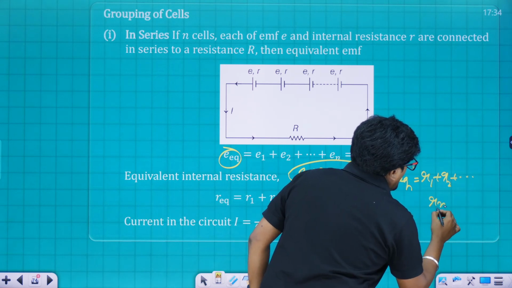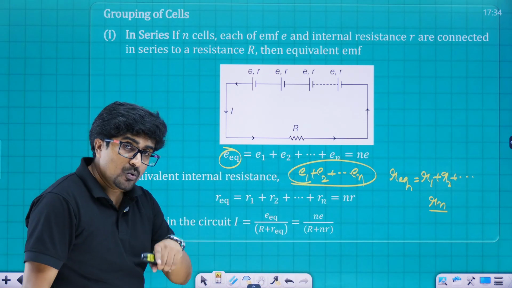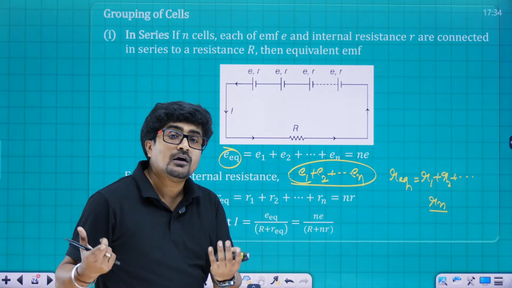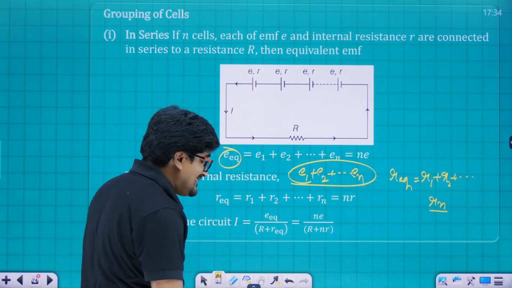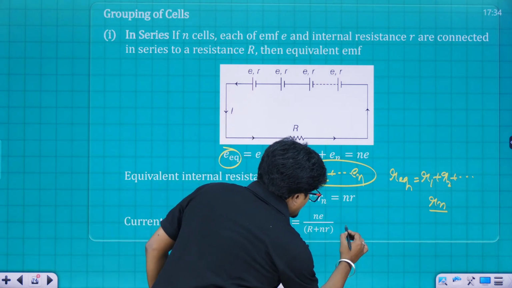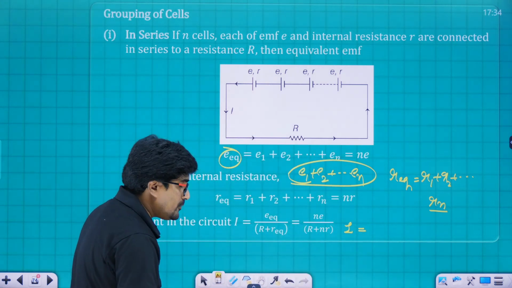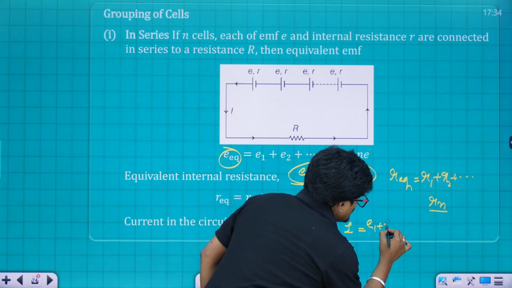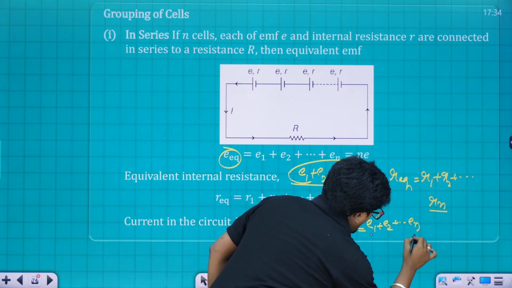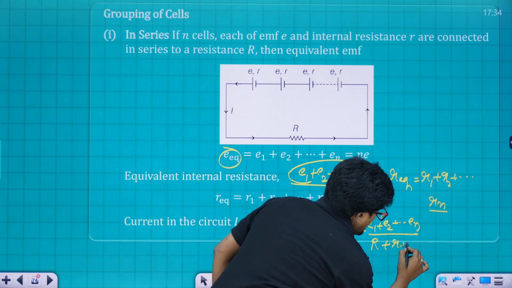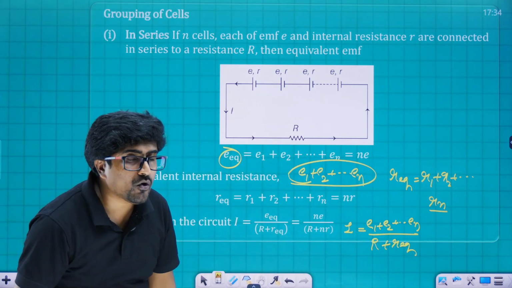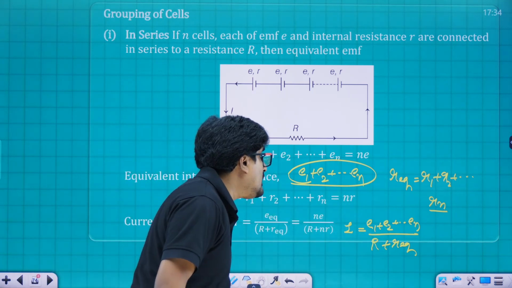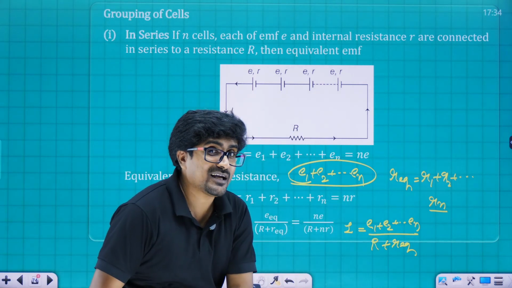Simple. So if such a combination is connected across a resistance of capital R, then the current drawn from the cell is going to be the effective EMF, that is E1 plus E2 etc. up to En, all divided by capital R plus r equivalent. Alright, and if you have identical cells, definitely this is going to be n times E divided by capital R plus n times small letter r.